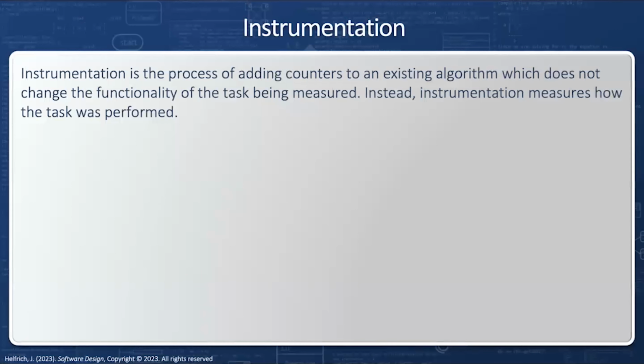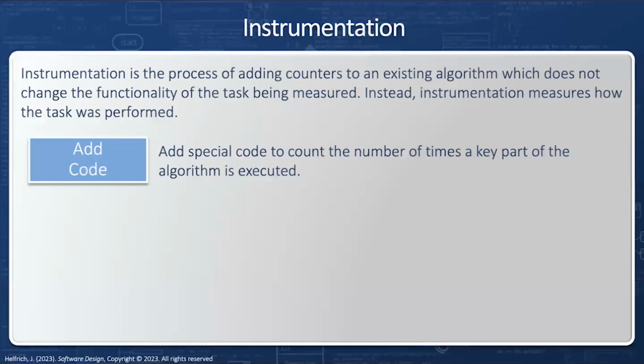Instrumentation is the process of adding counters to an existing algorithm which does not change the functionality of the task being measured. Instead, instrumentation measures how the task was performed. There's 3 steps to the process. Number 1 is add code. You want to add code specifically to counting the number of times a key part of the algorithm is executed. The goal is we don't actually want to impact the code, we just want to add a counter.